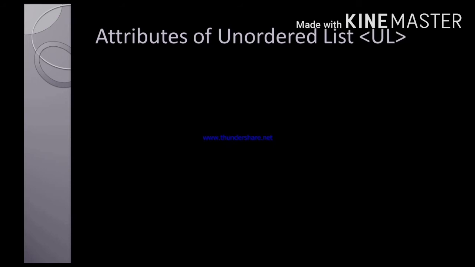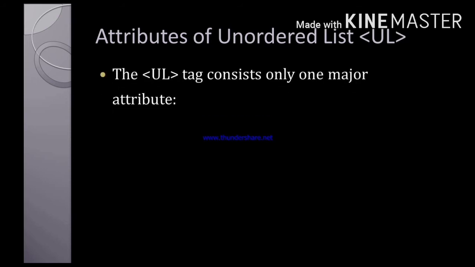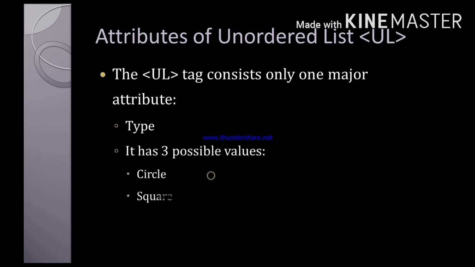Attributes of unordered list. Here we have only one major attribute, that is type. It has three possible values. First circle, then square, and the third one is disk. These are the types of bullets which are provided in an unordered list.